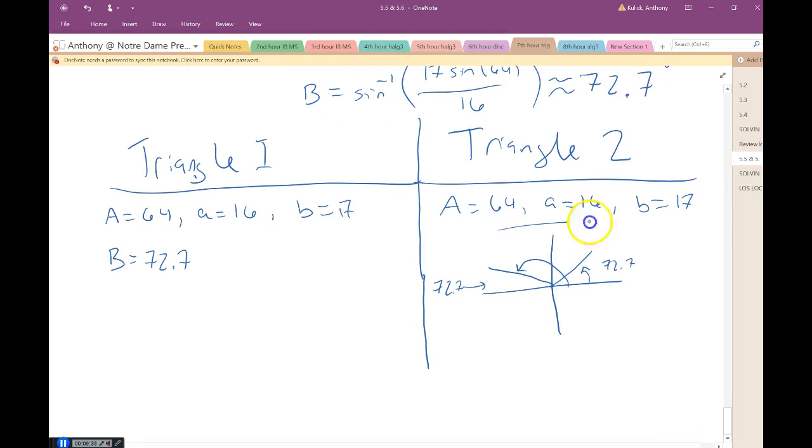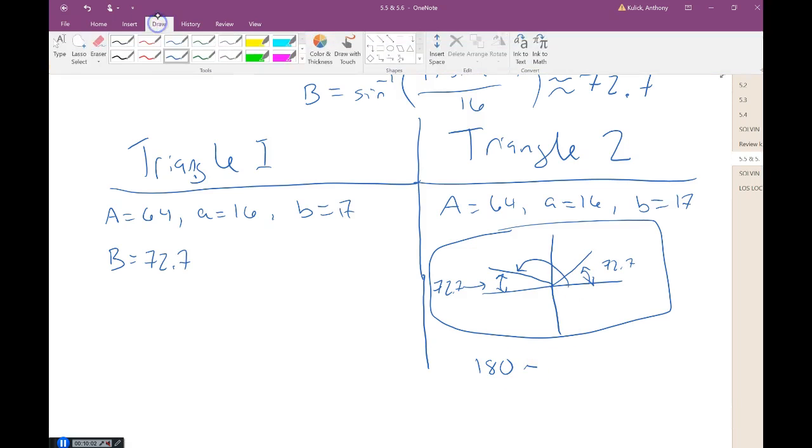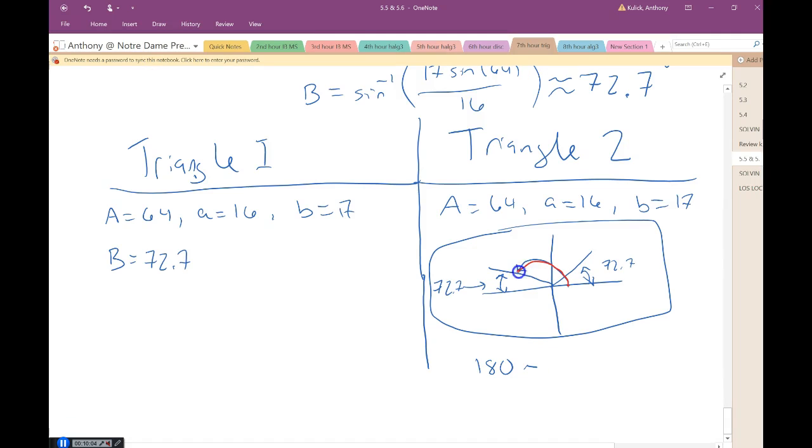So does this look familiar, what we're doing here? We did this on the last test, right? On the solving test, right? When we tried to find the other solution inside of 360, we did this exact same process. So the 72.7 is here and there. So the leftover part, let's draw it in a different color. This piece, that's the angle that we want.